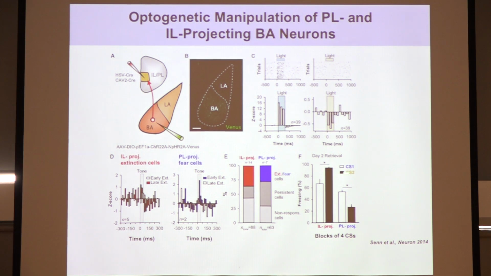And I will concentrate here on the inhibition of the neuronal activity. If you inhibit the neuronal activity of extinction neurons, or IL projecting neurons, you induce an increase in fear responses the day after extinction. In contrast, if you inhibit the activity of fear neurons, you induce a decrease of conditioned fear responses after extinction learning. So these results demonstrate that the optogenetic manipulation of prelimbic and infralimbic projecting basal amygdala neurons oppositely affect long-term extinction memories.